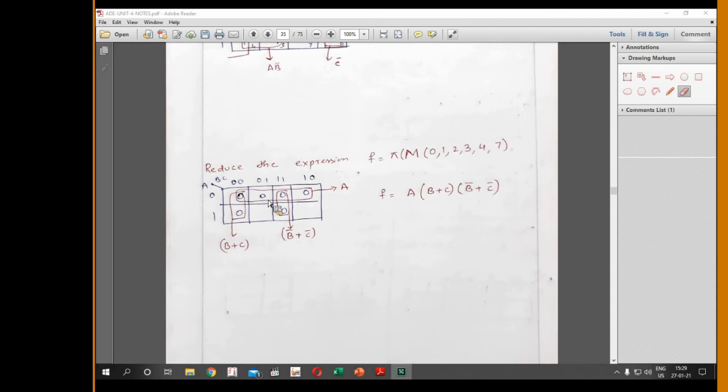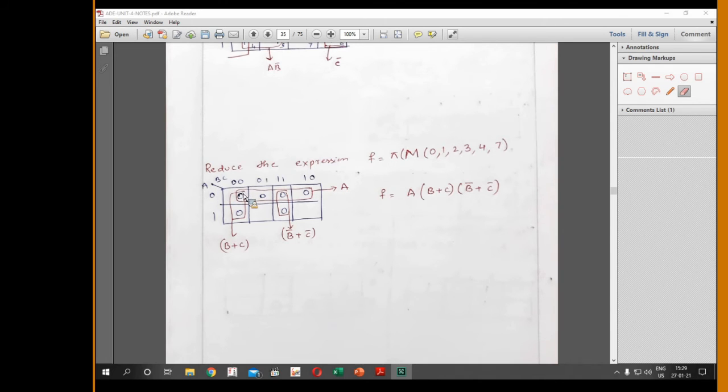So 0 is adjacent to 1, 1 is adjacent to 3, 3 is adjacent to 2, 2 is adjacent to M0. Hence, we could form a quad in a row wise. When I form a quad in a row wise, it eliminates 2 variables which are not common for all the max terms. So the uncommon variables for these 4 max terms are B and C.